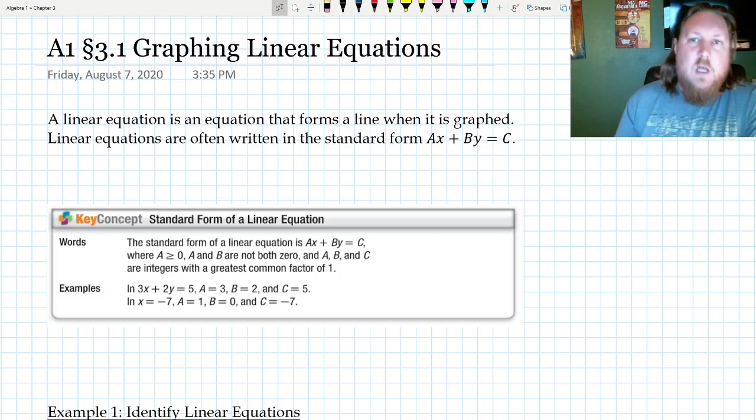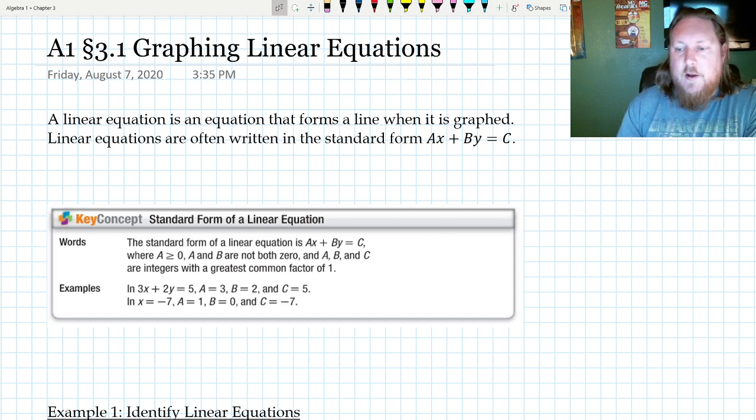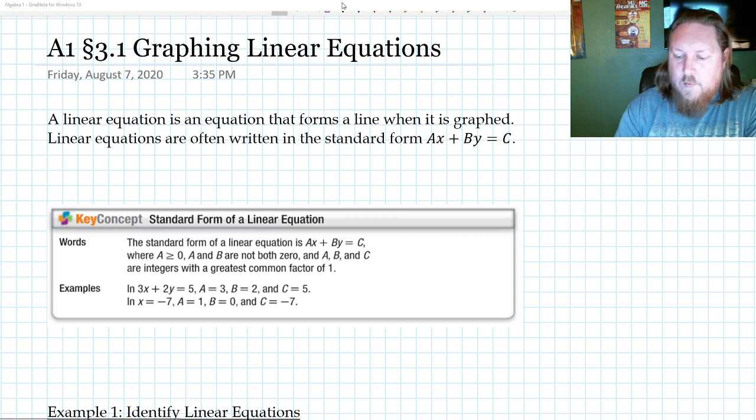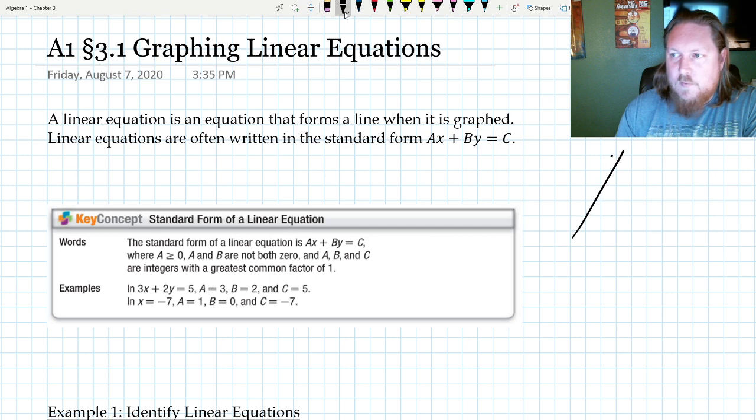Algebra 1, Chapter 3, Section 1, Graphing Linear Equations. So a linear equation is basically any sort of equation that is going to give us a straight line. So if you have some sort of graph that gives you a straight line, it was a linear equation.